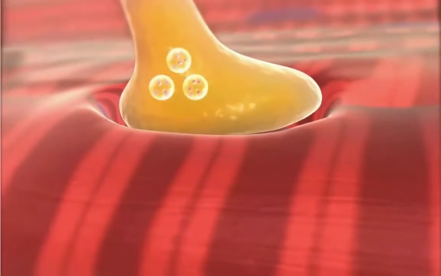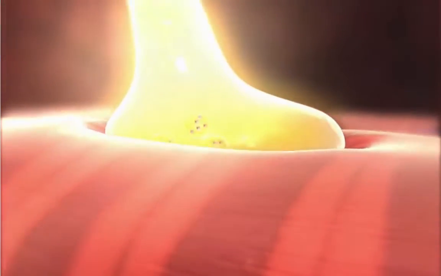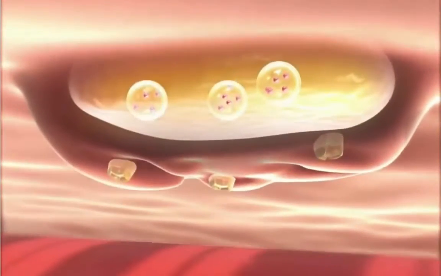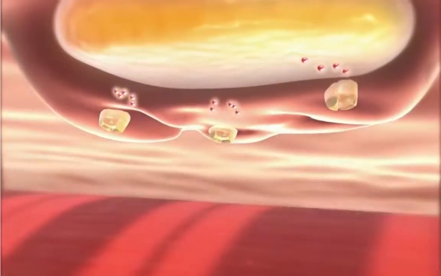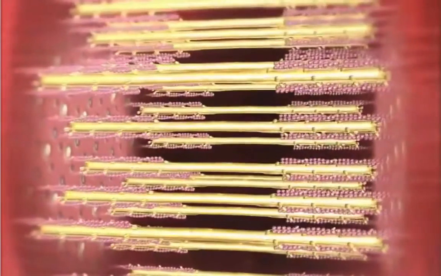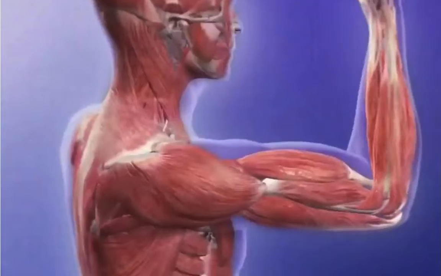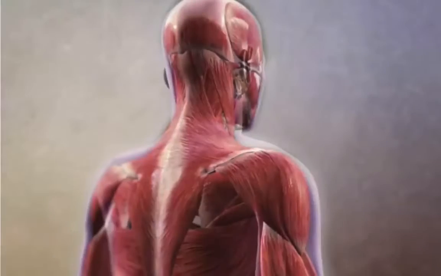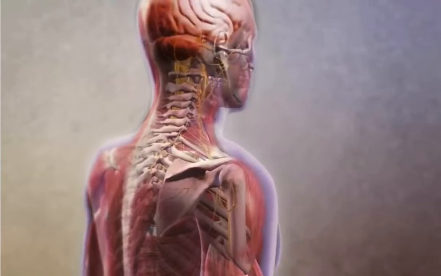Movement occurs through a series of steps. Impulses from the nervous system reach the neuromuscular junction. The neuron releases a neurotransmitter called acetylcholine. It binds to receptors on the muscle and begins a chemical reaction within its fibers. The muscle filaments slide across each other and the muscle shortens or contracts. This action produces movement.